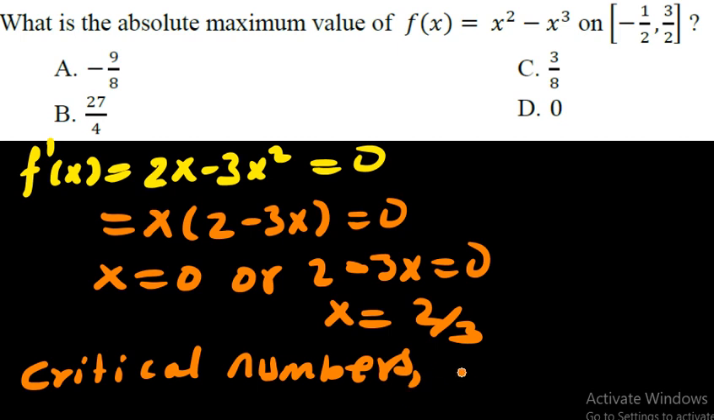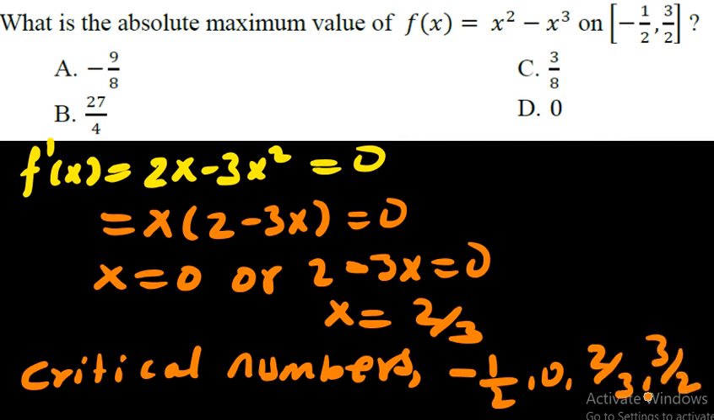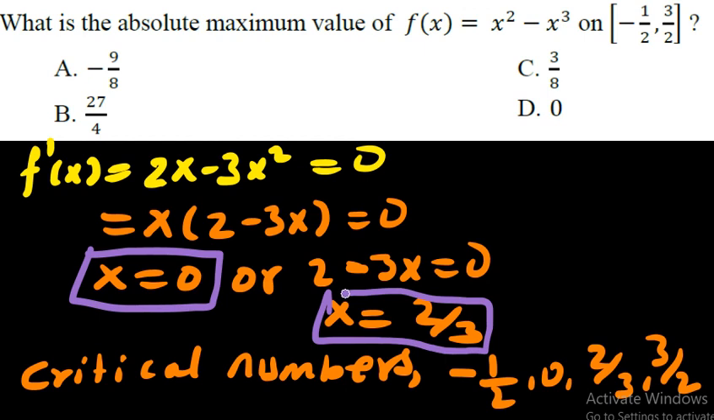At this point, what are the critical numbers? First the interval point, negative 1 over 2, and then 0, and then 2 over 3, and then 3 over 2. All of them are critical numbers, not only the zero points of the derivative. The derivative zero points we got already: x is equal to 0 and x is equal to 2 over 3. These are obviously critical numbers. Not only derivative zero points, even if there are undefined points of the derivative, those numbers will be taken as critical numbers. And in addition to that, we have to take the interval boundary numbers. Therefore, all these are critical numbers.